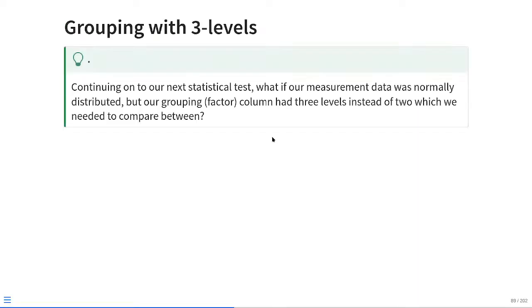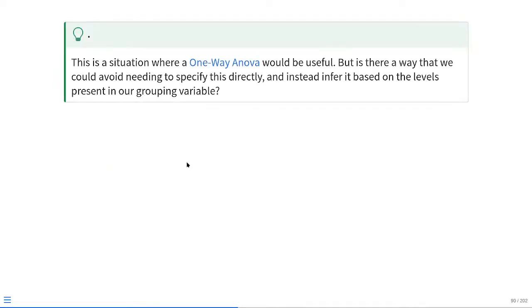So continuing on to our next statistical test, what happens if the grouping variable that we want to use to compare our measurement data that is normally distributed, but the grouping level itself has 3 different unique levels present within it compared to the 2 we've been working with so far. So that would be a case like if you're using the metadata column for HIV exposure, which was p-type, which has these 3 values being returned. So this is a situation where a one-way ANOVA or a test very similar to it would be quite useful.